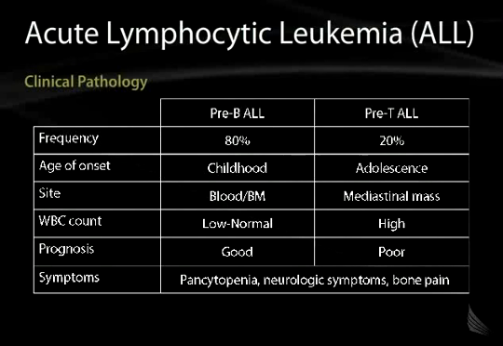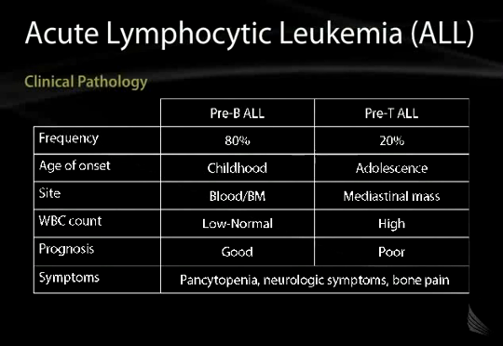And 80% of the time, the ALLs are going to be pre-B cells. And the onset is a little bit earlier. The site is typically in the blood or in the bone marrow. And the white blood cell count can be relatively normal. Prognosis for pre-B cell ALL is relatively good with treatment, but the symptoms between pre-B and pre-T cell are essentially the same, with pancytopenia and bone pain, as well as neurologic symptoms.